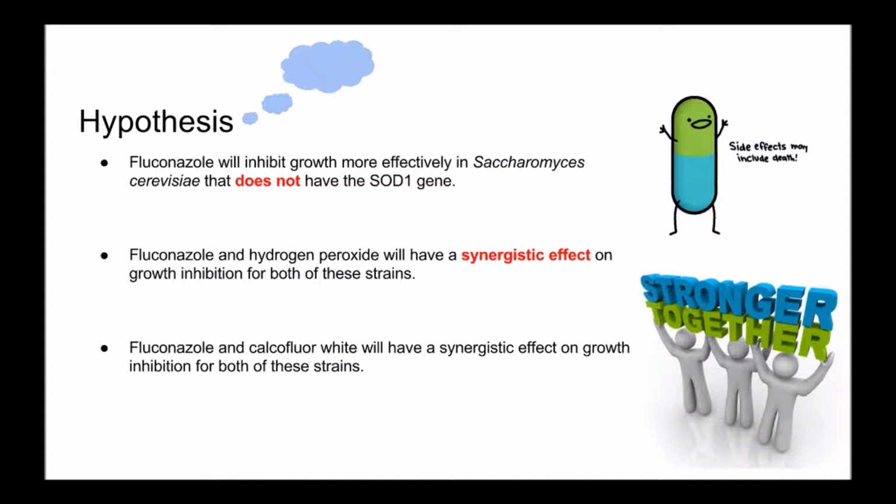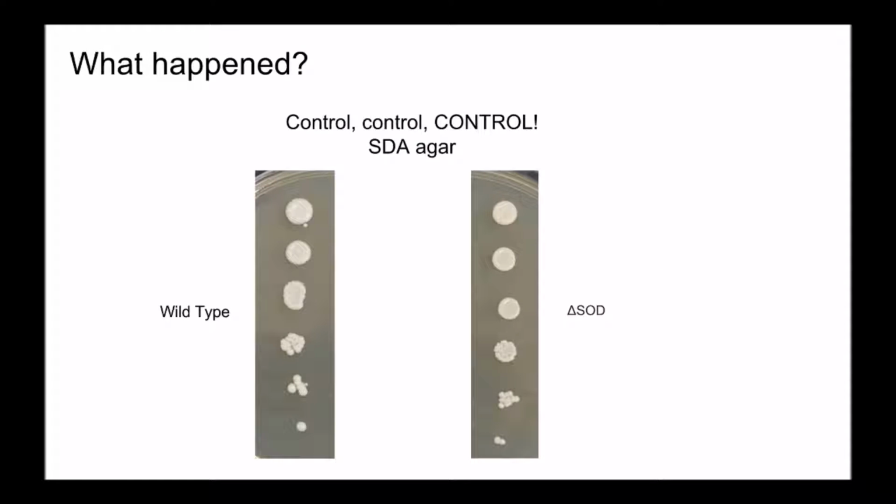Third, fluconazole and calcofluor white will have a synergistic effect on growth inhibition for both of these strains. With our understanding of the way fluconazole and calcofluor work, we expect that they will have an increased impact on cell growth in both of our strains when added together. Once again, we expect the knockout strain to grow less than the wild type. Let's move on to our observed results.